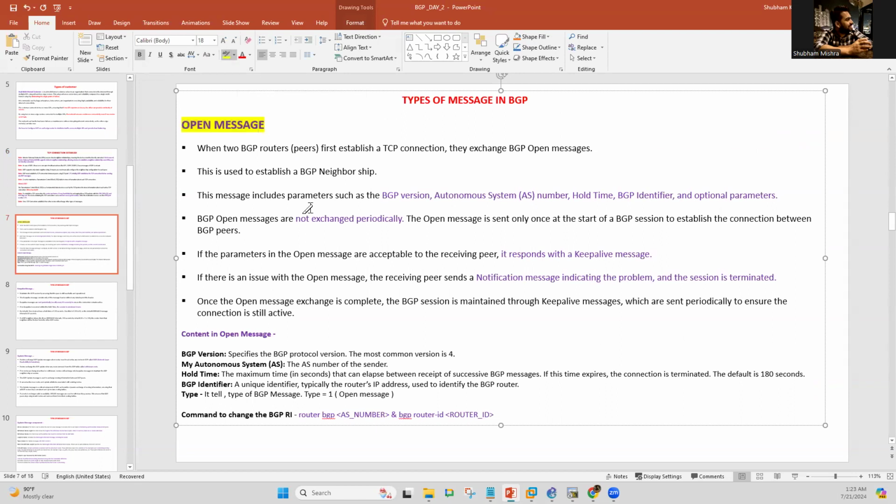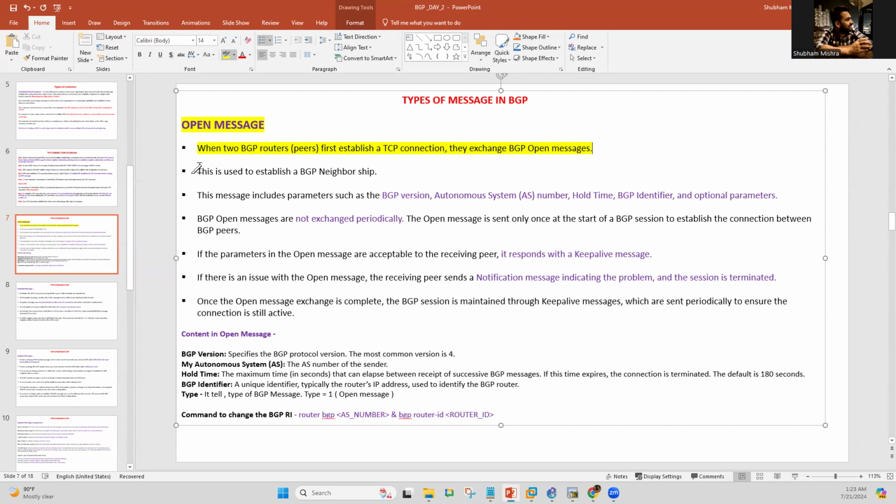Open message. What is the first message, guys? Open message. Okay. So when a TCP connection is established between two routers, the first message the routers exchange is called the open message. So what is the first point? When two BGP routers establish a TCP connection, they exchange the BGP open message, and this is the first message. Getting my point?